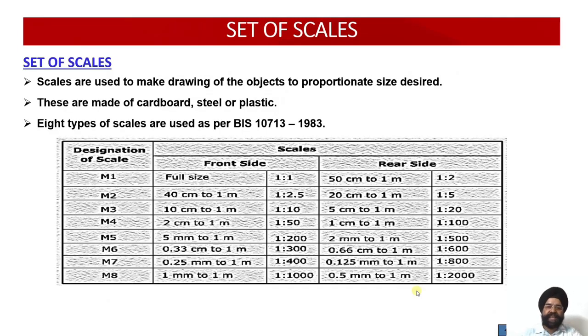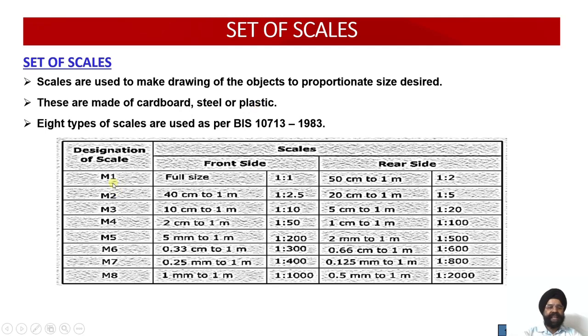Now these are the set of scales, once again governed by BIS 10713/1983, which are standard available. Every time you cannot keep on reducing or multiplying the dimensions, 1 by 50, 1 by 70, 70 by 1 or like that. So standard scales are available so that those scales facilitate you to use reduction in the drawing at a convenient pace, that is, rapidly. You see, 8 standard scales are available. They can be made of cardboard, steel or plastic.